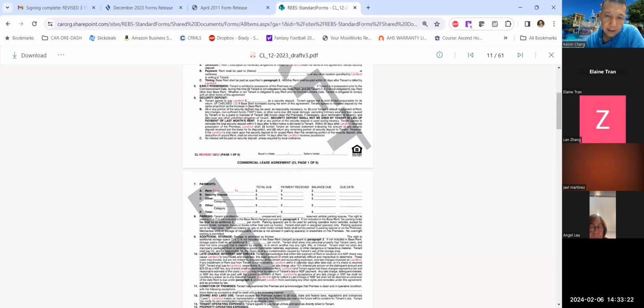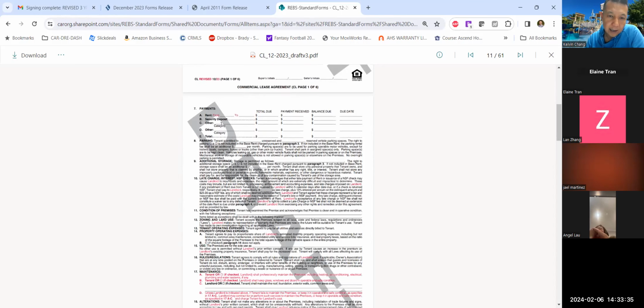So there is language here that the landlord will receive the security deposit. Obviously, we agents don't want to touch the money, so I like that they added it be paid directly to the landlord. And there's rent categories. I like that you can charge.